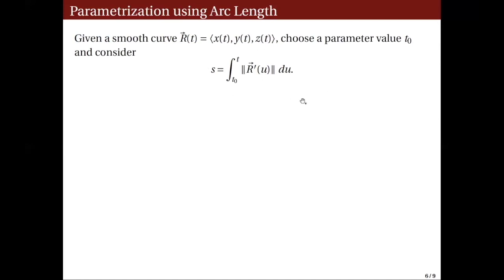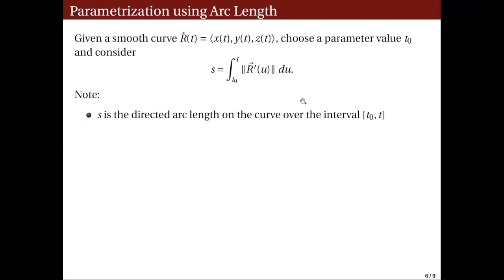Observe that in this integral function, s is considered as the directed arc length on the curve on the interval from t naught to t. Moreover, s is a differentiable function of t. In fact, by the first fundamental theorem of calculus, I can take the derivative on both sides with respect to t. On the left-hand side, I will get ds/dt, and by FTOC, the derivative of the integral with respect to t will just be the integrand evaluated when u is equal to t.